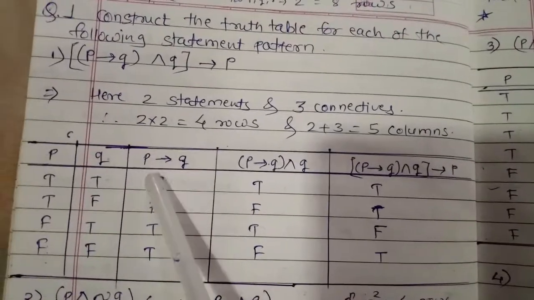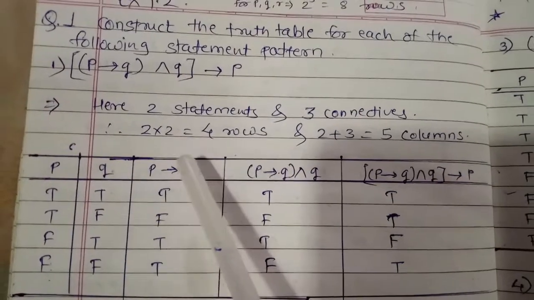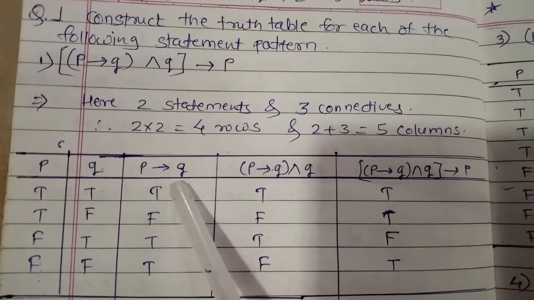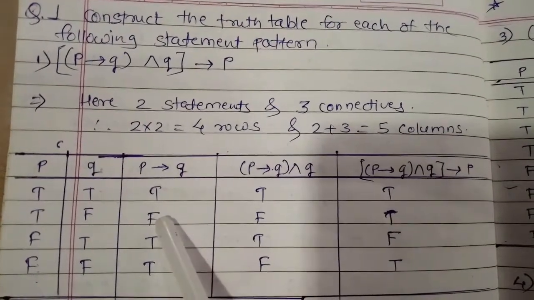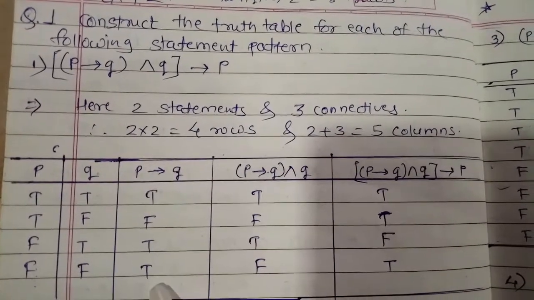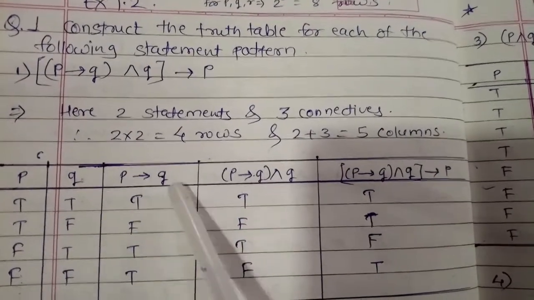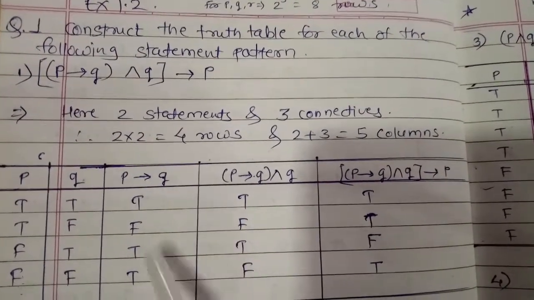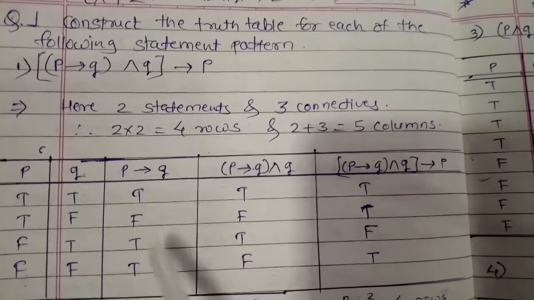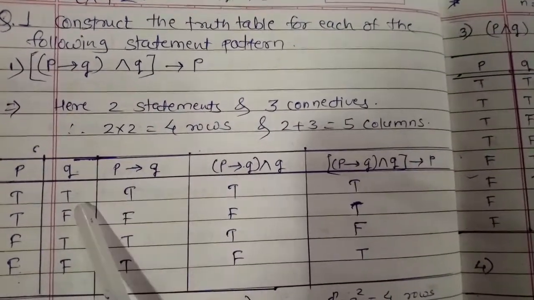Now see, P conditional Q. So we have to write down P conditional Q. For that you have to know that in conditional, if the first statement is true and the second one is false, then it is false, otherwise all are true. So first we write down the false and the remaining will ultimately be true. Next, P conditional Q means this column. So you have to consider the column. This column has conjunction with Q. So remember, you have to see the first one, this column, and after that this column.